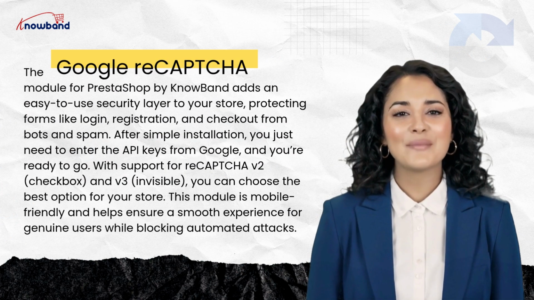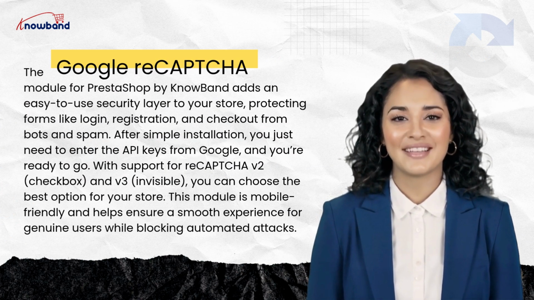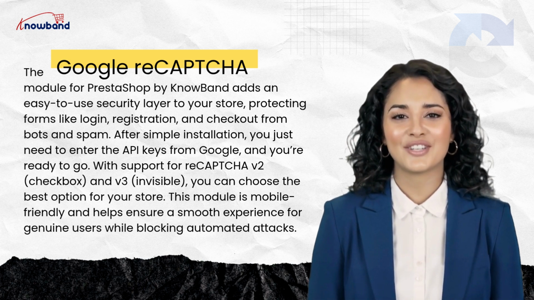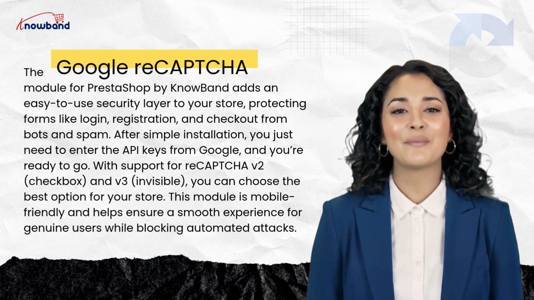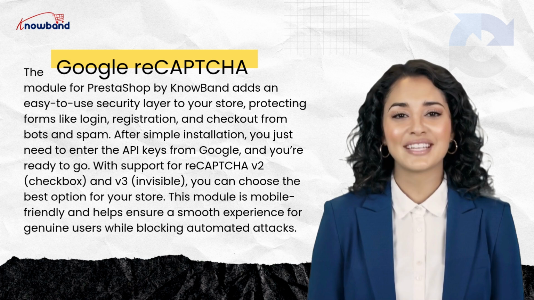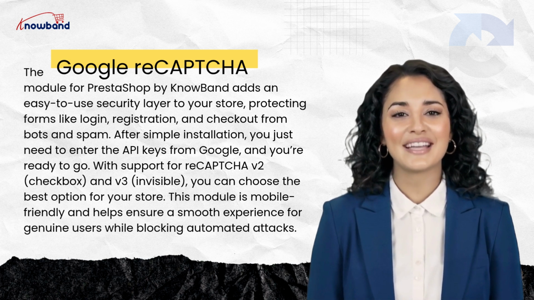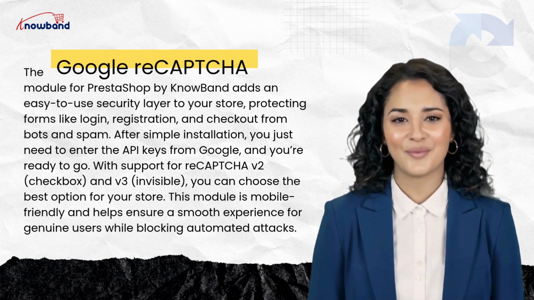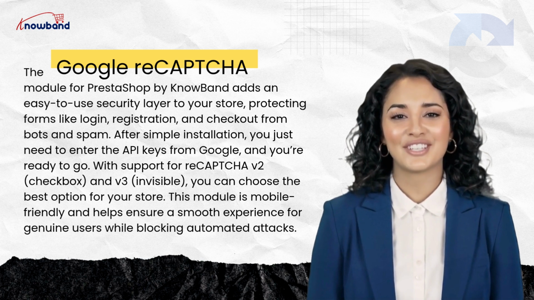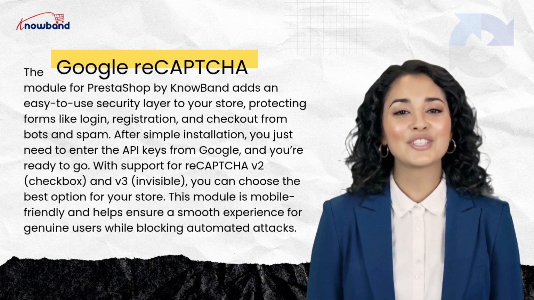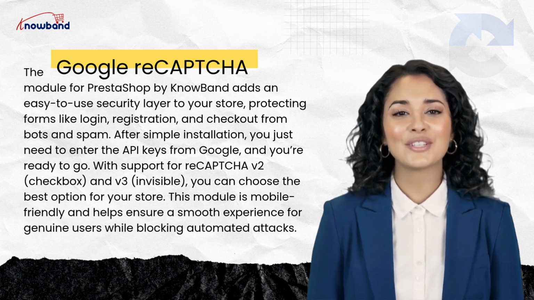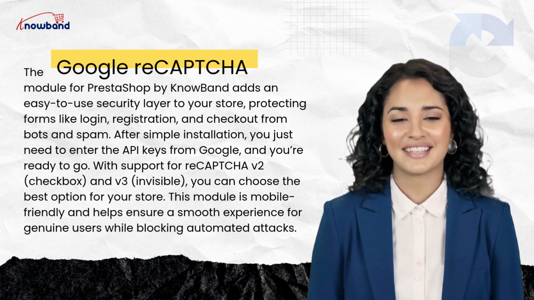The Google reCaptcha module for Prestashop by Knowband adds an easy-to-use security layer to your store, protecting forms like login, registration, and checkout from bots and spam. After simple installation, you just need to enter the API keys from Google, and you're ready to go. With support for reCaptcha v2, checkbox, and v3, invisible, you can choose the best option for your store. This module is mobile-friendly and helps ensure a smooth experience for genuine users while blocking automated attacks.